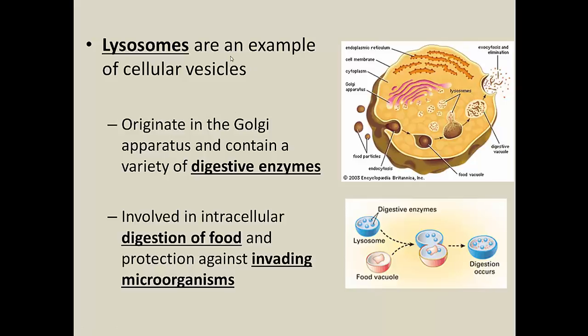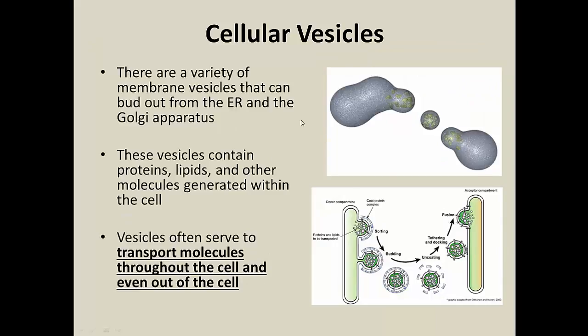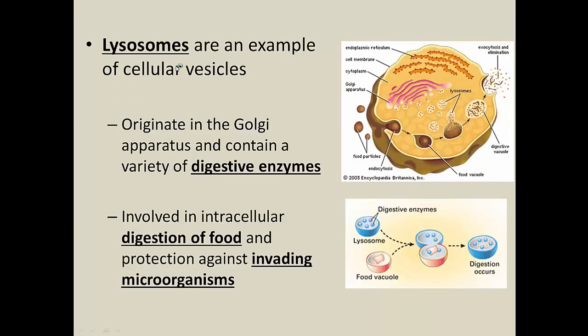Okay, another example, or another organelle here, is really a specialized type of cellular vesicle. And this is called the lysosome. I mentioned that one earlier. Lysosomes are a specialized type of vesicle, and they specialize in digestion. So they contain digestive enzymes. And I like to think of the lysosomes as kind of like the stomach of a cell.